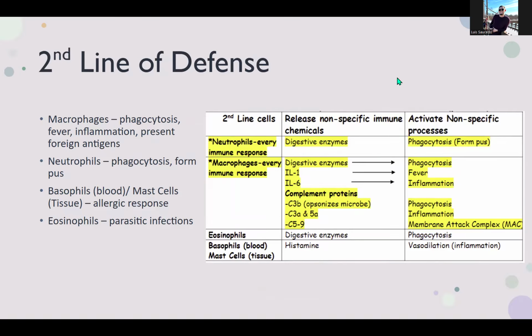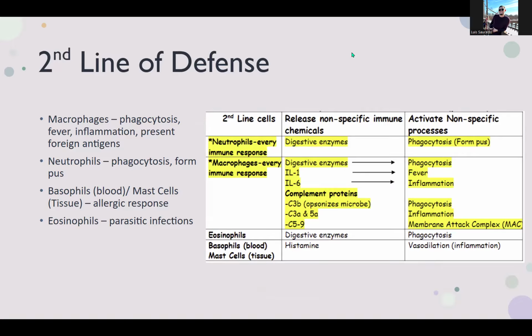So second line defense, the primary thing to remember, macrophages are involved primarily in phagocytosis, which is them eating other microbes. They also do a bunch of other cool things like trigger fever and inflammation, and they are the ones that take a piece of a microbe, like a bacteria, and show it to our third line of defense so that our third line of defense can start creating a specific or adaptive response to the infection.